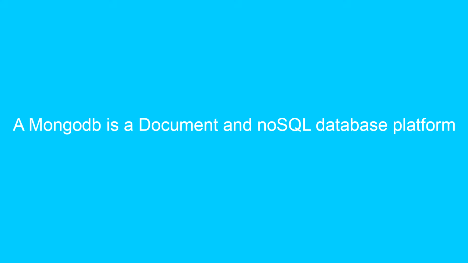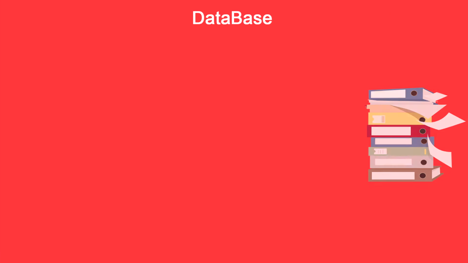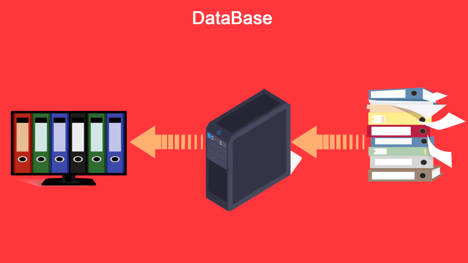MongoDB is a document and NoSQL database platform. So, to understand MongoDB, you must know the meaning of database, and the meaning of document and NoSQL database. A database is a way to store and retrieve information in a computer in an organized way.